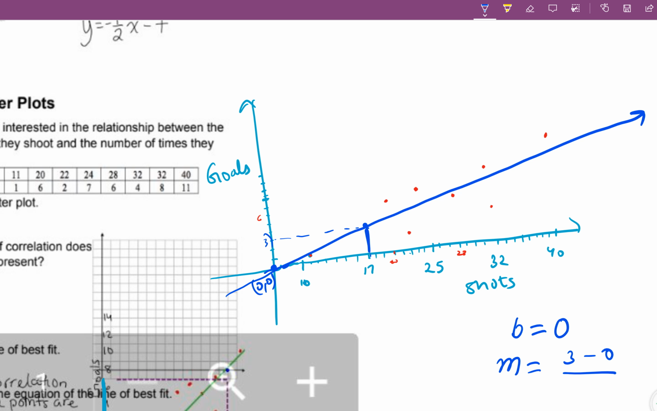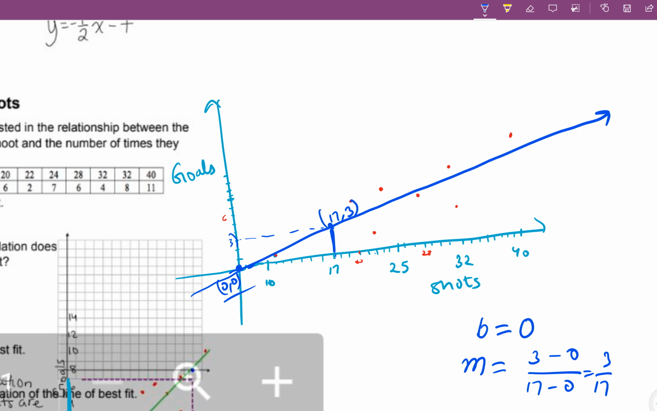So you can literally pick any point over there. You can pick any two points. Like I picked these two points, this one and that one. So the y values are 0, 3. So I do 3 minus 0, then I do 17 minus 0. Yeah, 17 minus 0. I got 3 over 17.